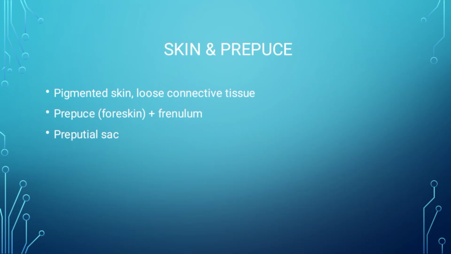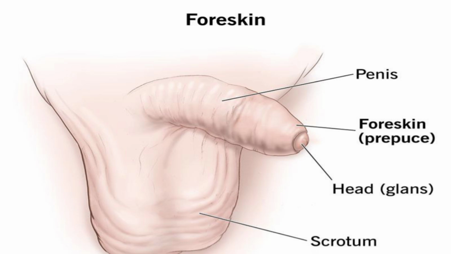Then the skin of the penis is darker and more elastic than surrounding skin. At the glans, the prepuce or foreskin forms a double layer of skin and fascia attached by the frenulum. The space between the glans and foreskin is called the preputial sac. Here in this picture you can see the foreskin, that is the prepuce, and the head, that is the glans.